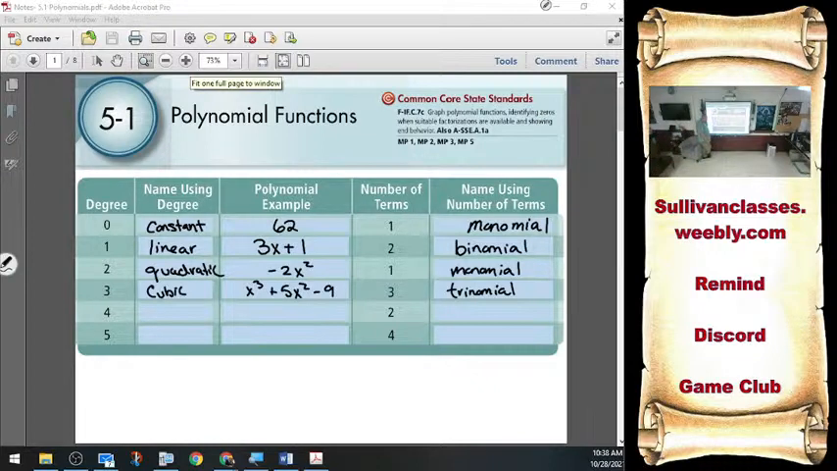Anyone know degree 4? Can we follow this pattern? Quartic. And then a quintic. And then it's just going to keep going. Technically, you can then go to a hexic, a heptic, an octic, a nonic, a decic.